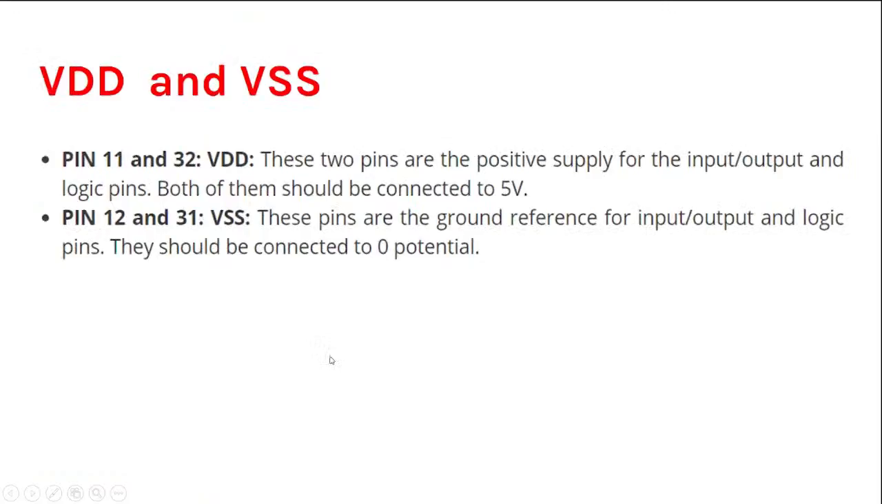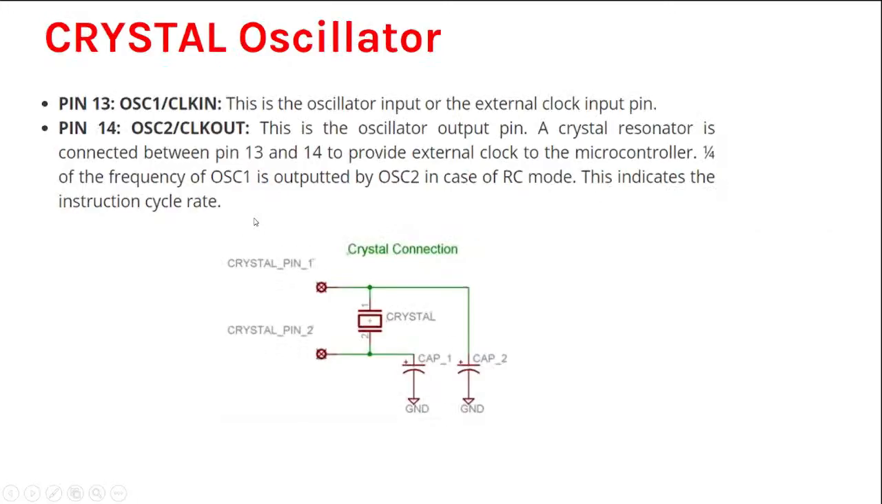So pins 11 and 32 are the VDD pins. You have to connect 5 volts there. Pins 12 and 31 should be connected to the ground, the zero potential. And the crystal oscillator pins are 13 and 14.